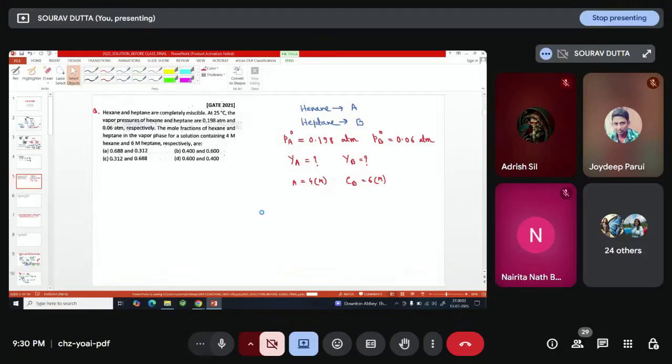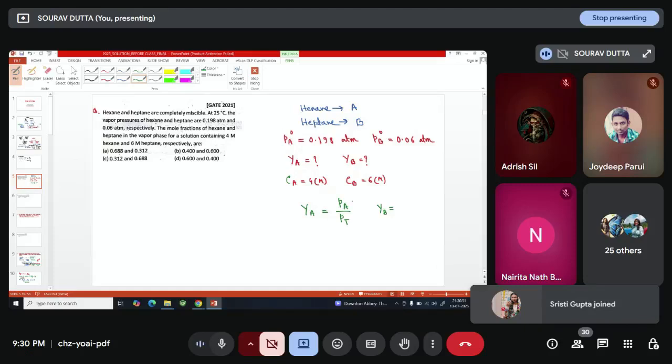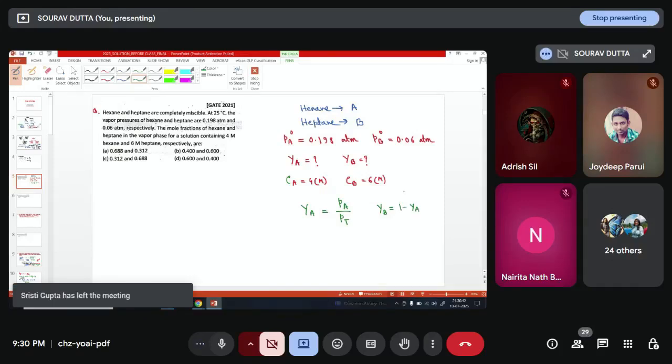Okay. So you know the formula. YA, how can we calculate the mole fraction in the vapor phase? Mole fraction in the vapor phase, YA is basically partial pressure of A divided by total pressure, and YB partial pressure of B divided by total pressure, or you can write easily, you know there is a two component A and B, so total mole fraction always equals 1. Okay, so if you know YA, you can easily calculate YB, just 1 minus YA, total mole fraction will be 1. Fine.